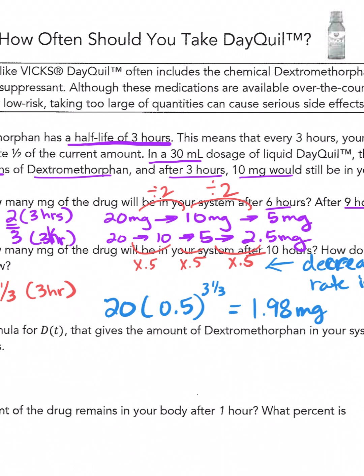Now, can we do a formula for this in your system after t hours? Sure we can. We know d of t is going to be equal to the base amount, which was 20, the growth rate, or in this case, the decay rate, which is 0.5, and we're going to take the number of hours and divide it by what? Hours is time, t for time, right? So be careful with that. We can't just say hours because it's 3-hour increments, so we have to divide t by 3. Because that's basically what we did each time, wasn't it?